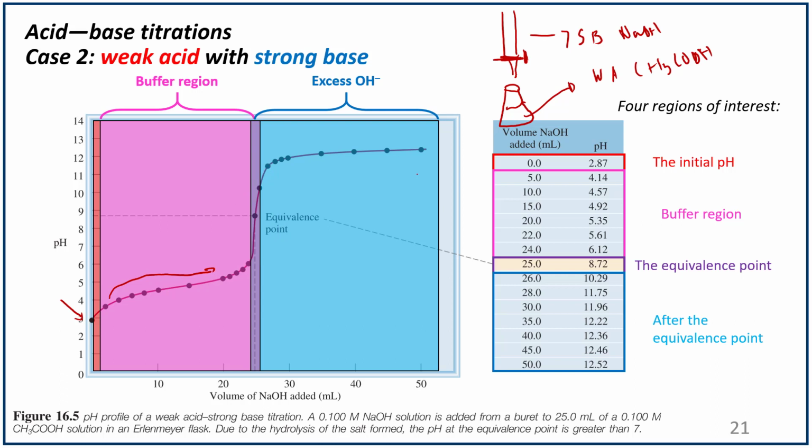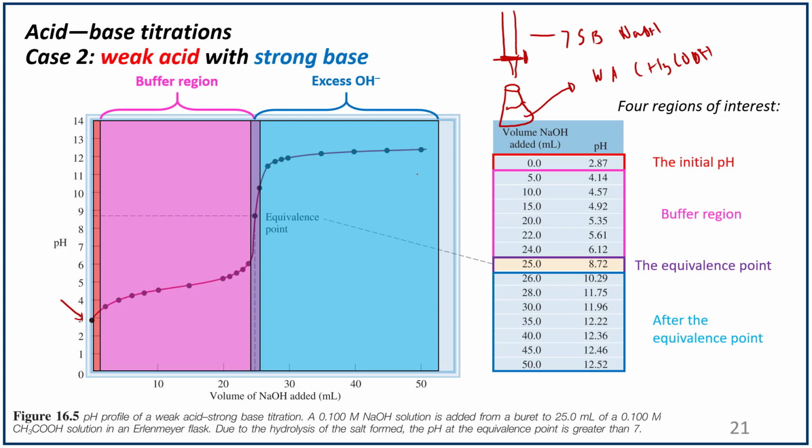A few things too that you should know. The equivalence point at this region is not at 7 anymore. You are now at a basic pH. And that makes sense because the product of a weak acid plus a strong base is a basic salt.